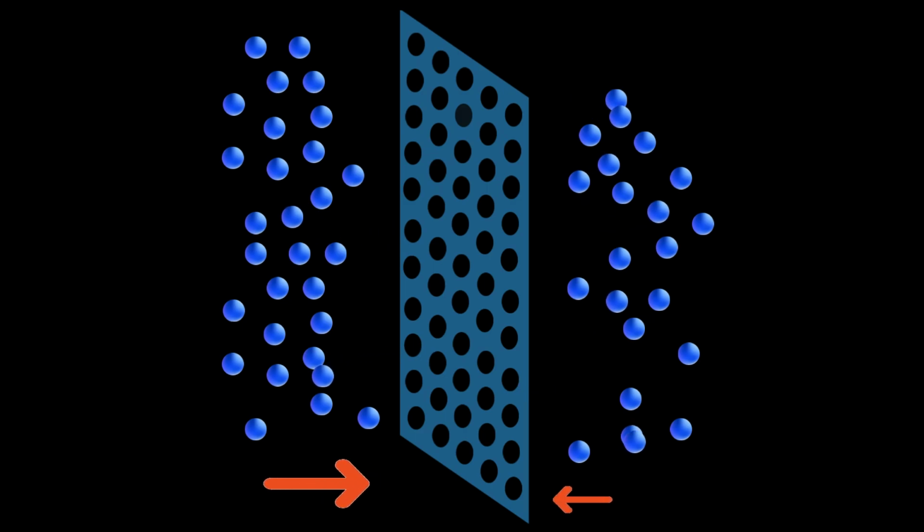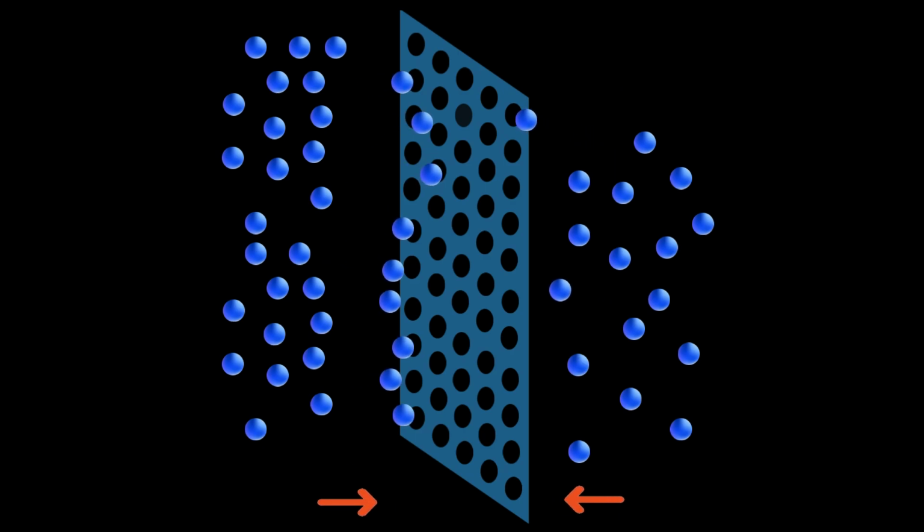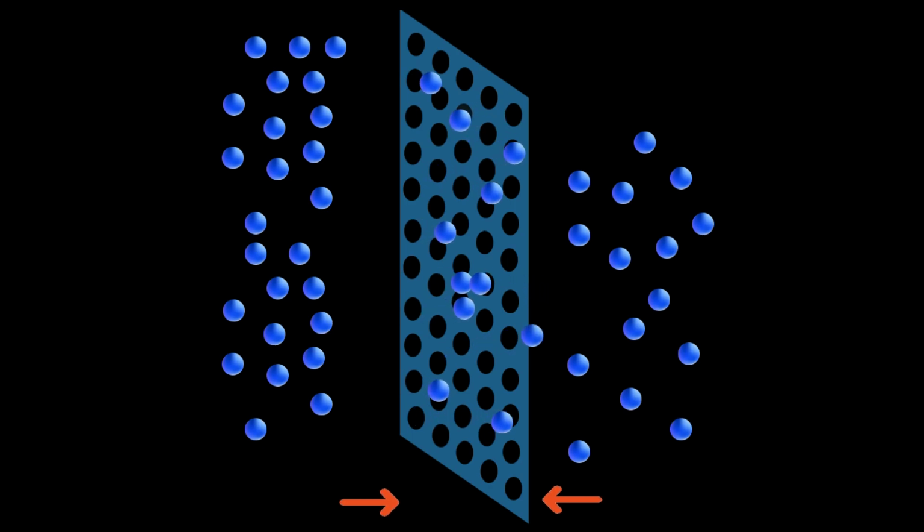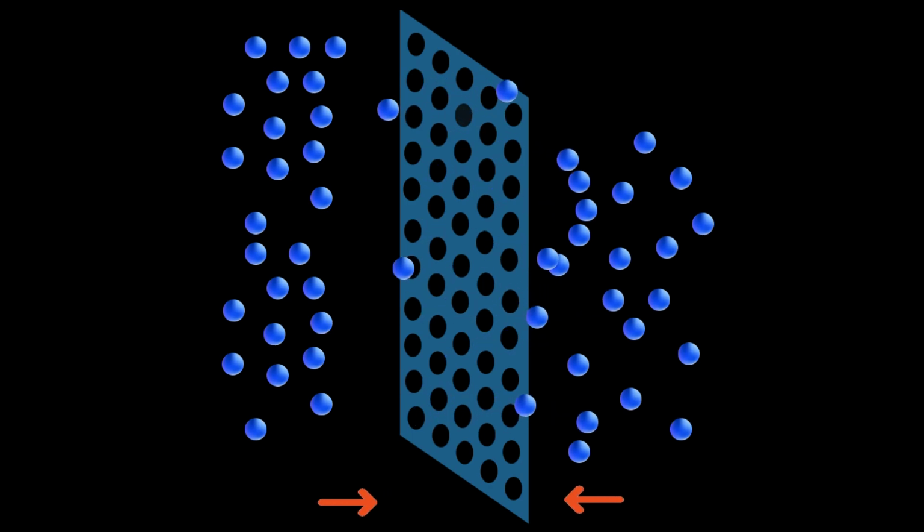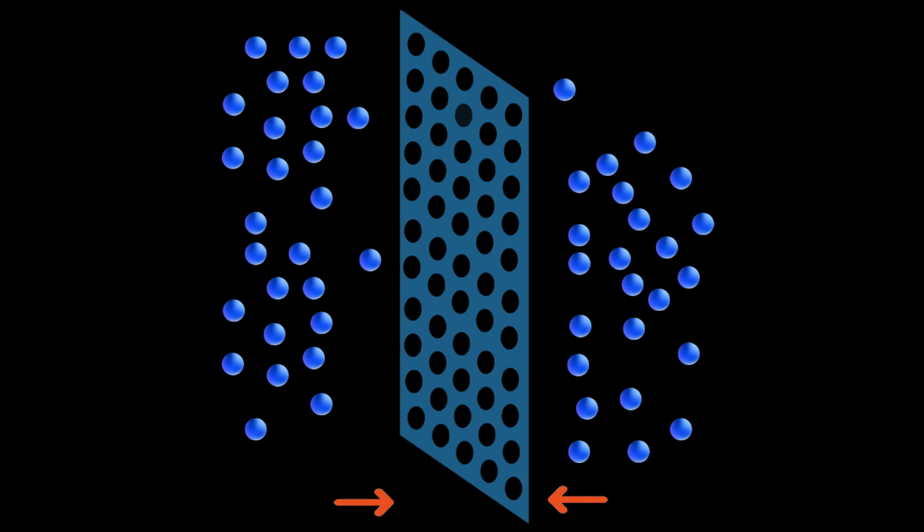The movement of water molecules in osmosis does not stop when the concentration on both sides of the membrane becomes equal. Instead, it continues, but at an equal rate in both directions. This state is called dynamic equilibrium.